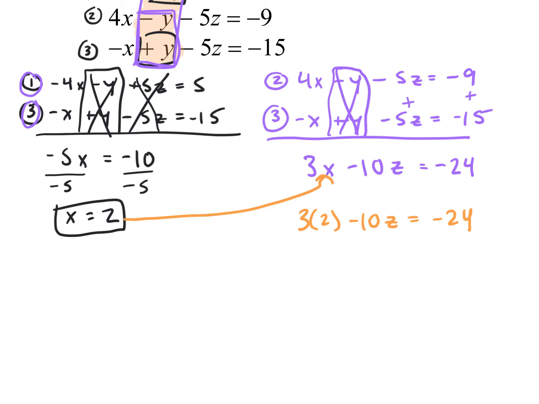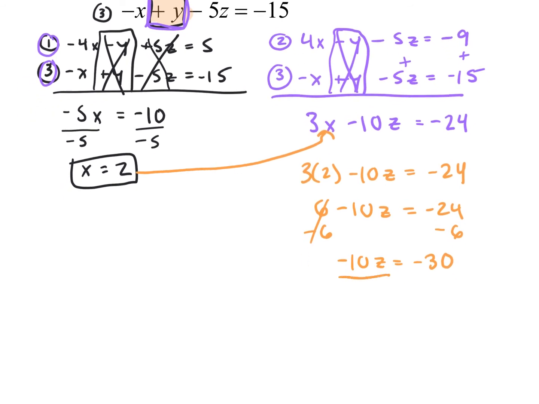What should I do first to solve? So 6 minus 10z is equal to negative 24. Then what do I do? Minus 6. So negative 10z is equal to, what's negative 24 minus 6? Negative 30. And then what's next? Divide by negative 10. So what's negative 30 divided by negative 10? 3.